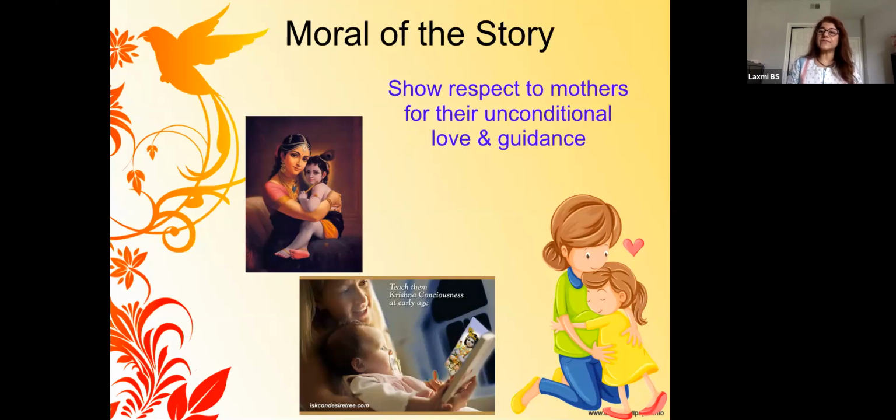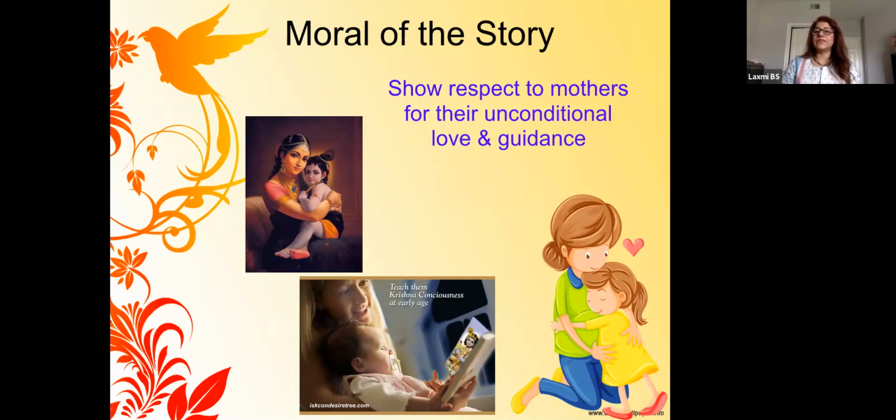And that is to show respect to mothers for their unconditional love and guidance. Let's just remember that mothers not only give us birth, but they also teach and guide us all through our lives, wherever you are, whichever situation you are in. They are our first guide in our path to Krishna consciousness, or back to Godhead.